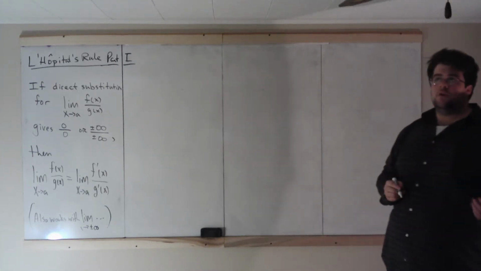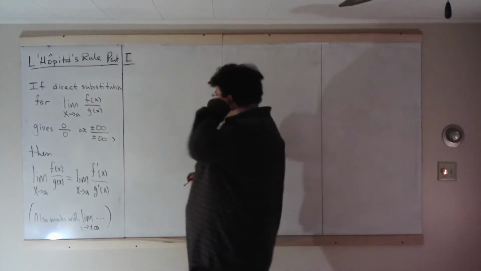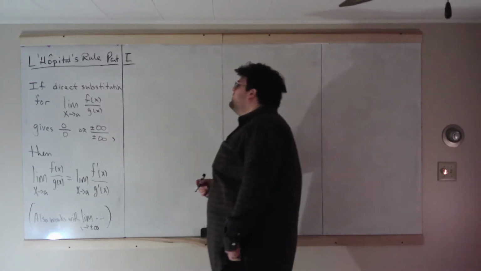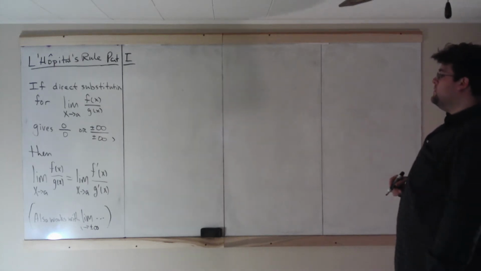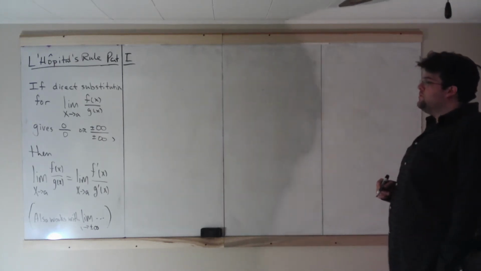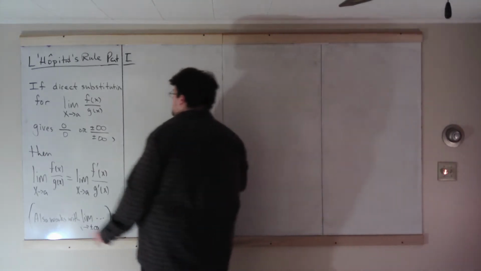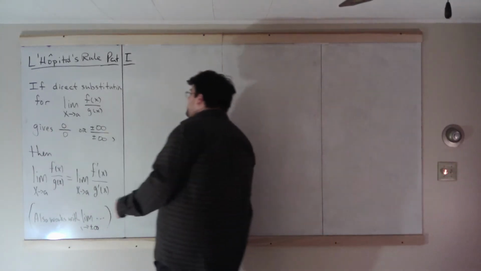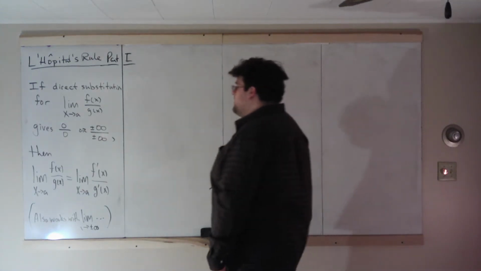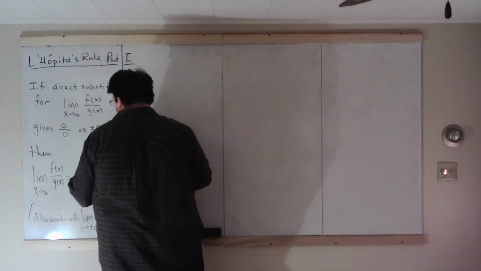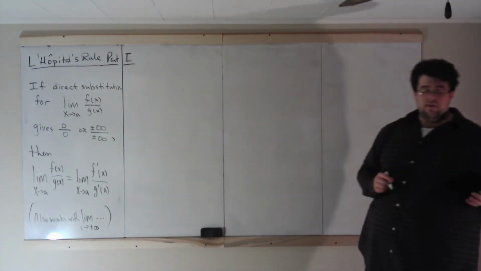The second part we'll cover next week in lecture 8.1. But here, let's state the result and then do a couple examples. The result: if direct substitution for the limit as x goes to a of a quotient gives 0 over 0, or infinity over infinity, then the limit of that quotient is given by the limit of the derivative of the top divided by the derivative of the bottom.